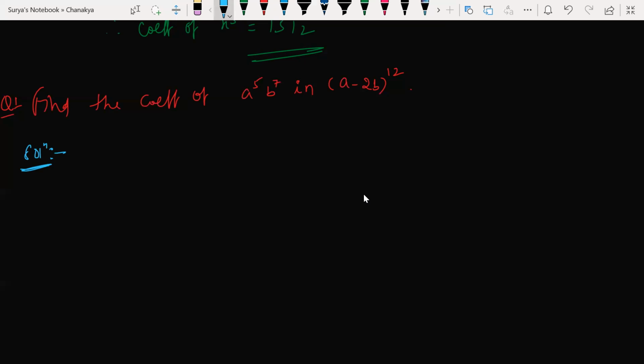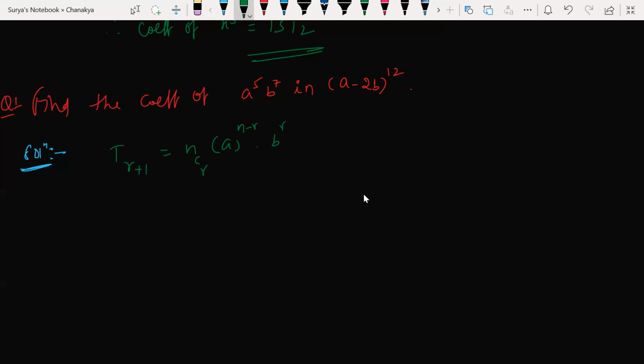How can you solve this? So using the general term. Using the same general term. Whenever you find the coefficient of something, you use the general formula. What is the general term formula? T r plus 1 is equal to nCr a to the power of n minus r into b to the power of r.